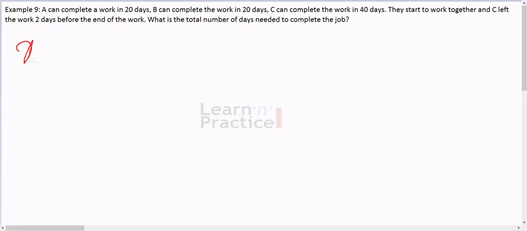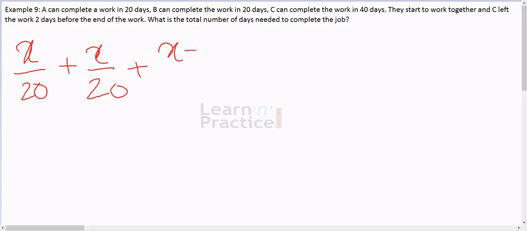A worked for x days, so x by 20. Similarly for B, x by 20. And C left 2 days before, so C worked for x minus 2 days, and he can complete the work in 40 days. They all three started working together and they completed the work. Now if we solve this, we can get the answer.